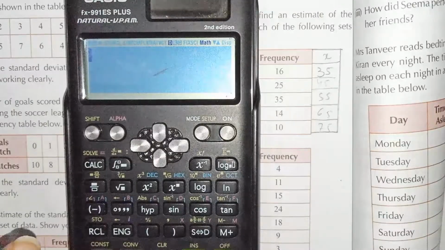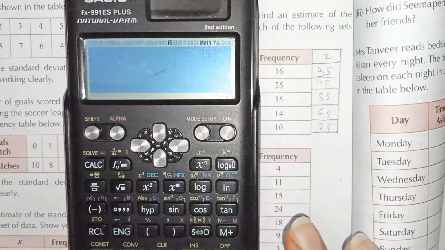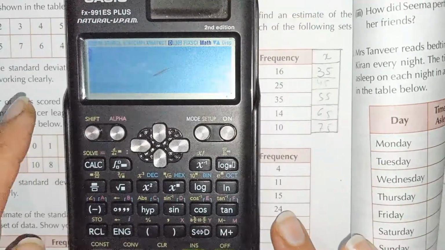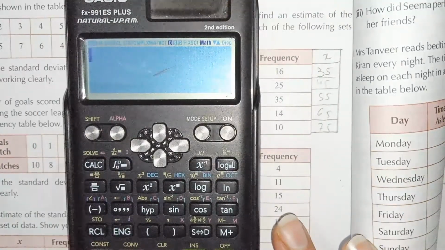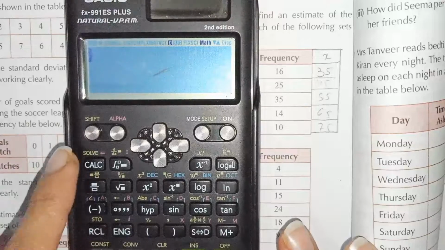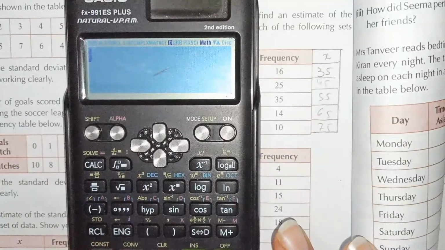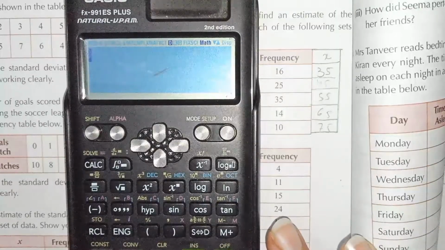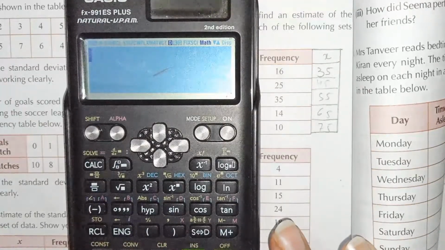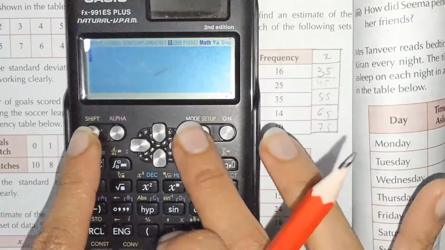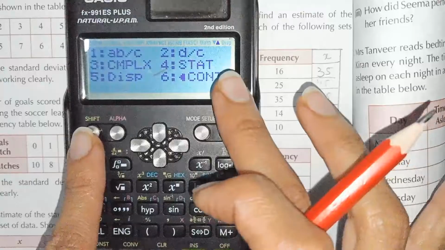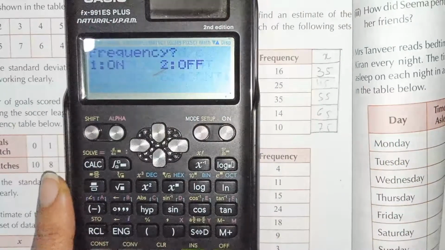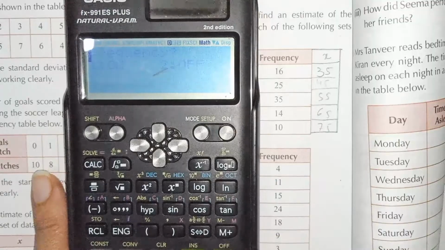We have to set up our calculator statistics, and we use the frequency tab. Now students, we have to go to the setup, where we turn on the statistics mode, and we have to enable the frequency in our calculator. We press shift, and this is the setup. Now press 4, and frequency on, yes, press 1.